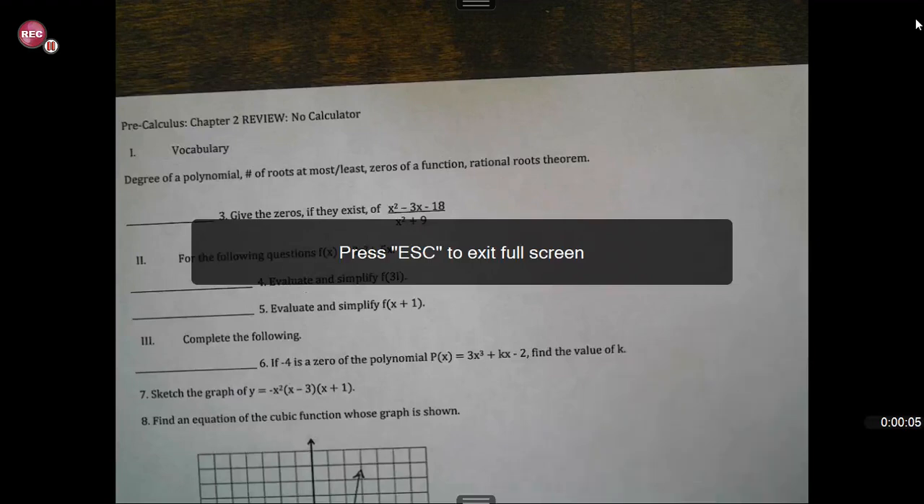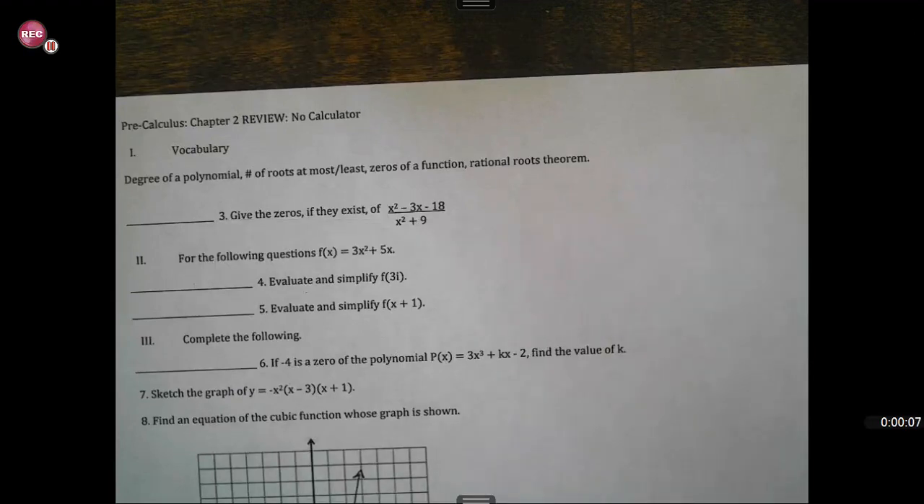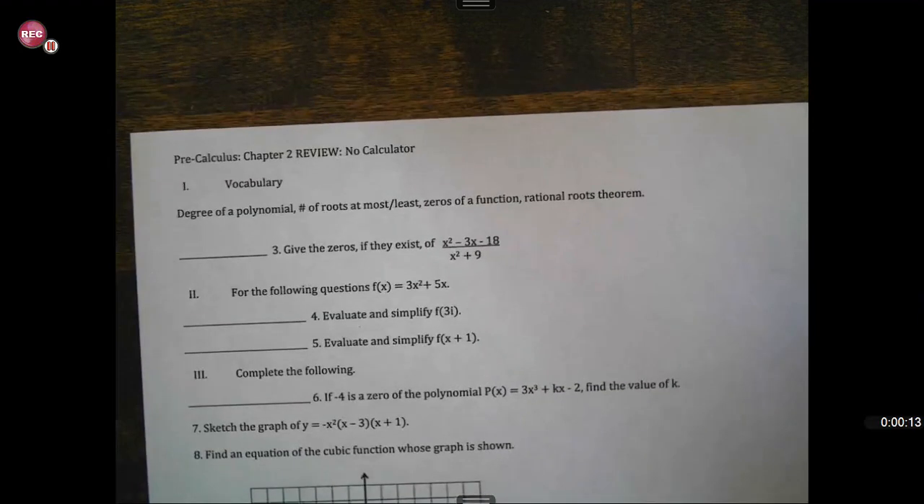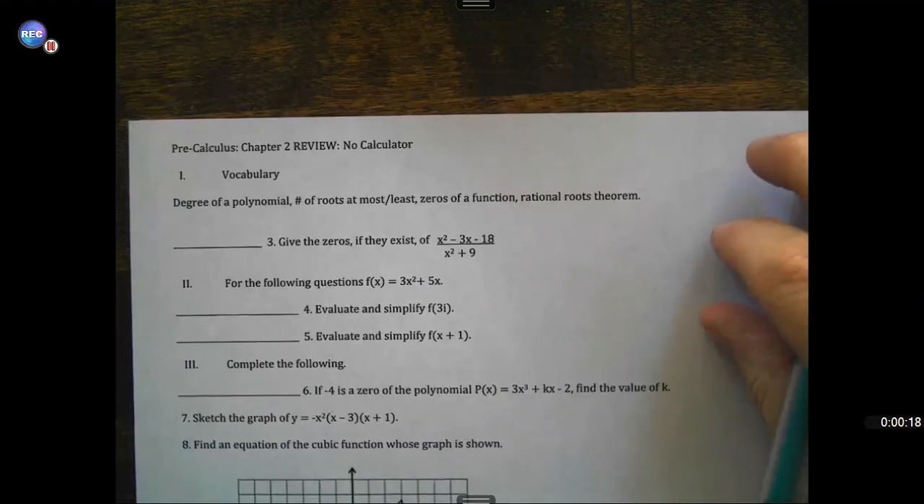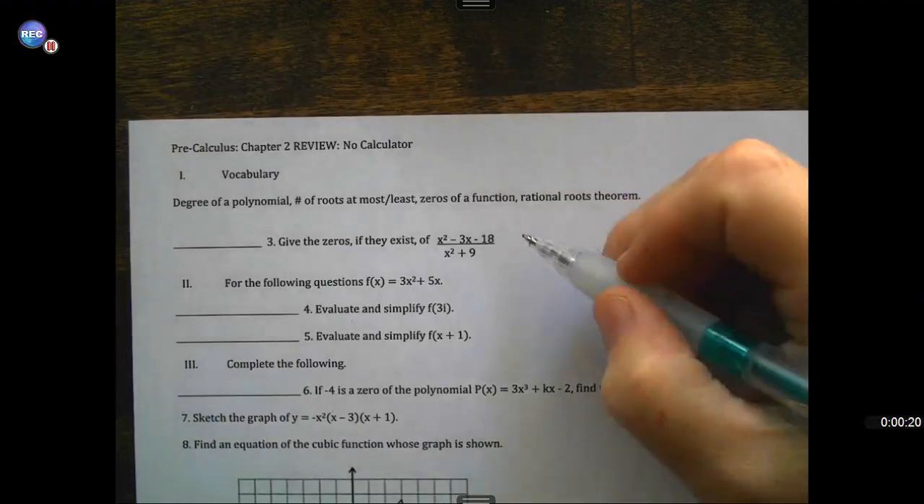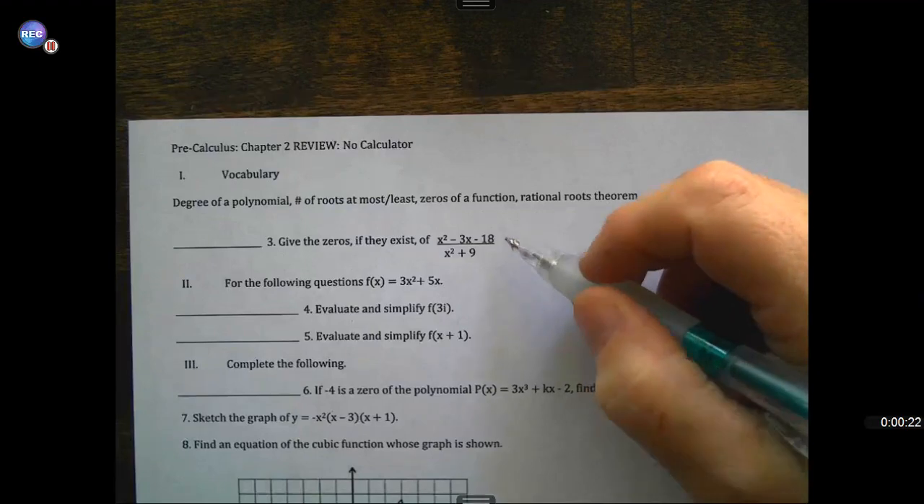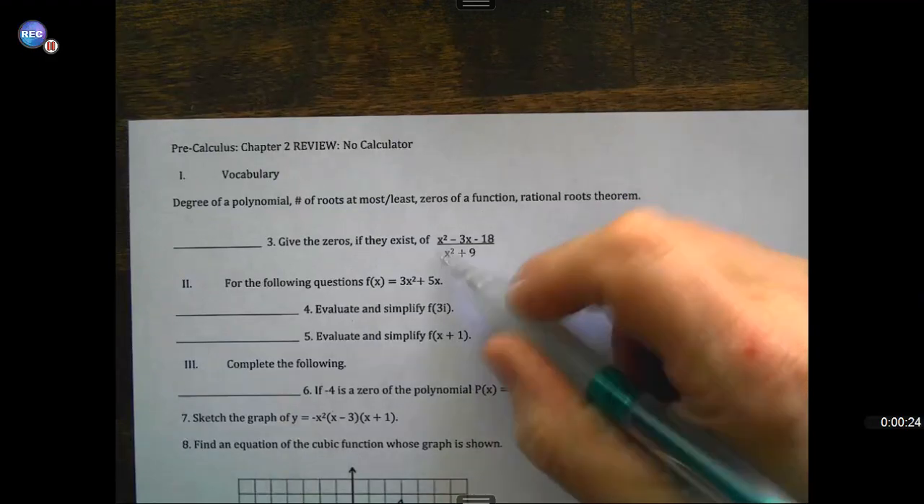This is the chapter 2 review for pre-calculus. So looking at number 3, give the zeros if they exist. The denominator cannot be 0.